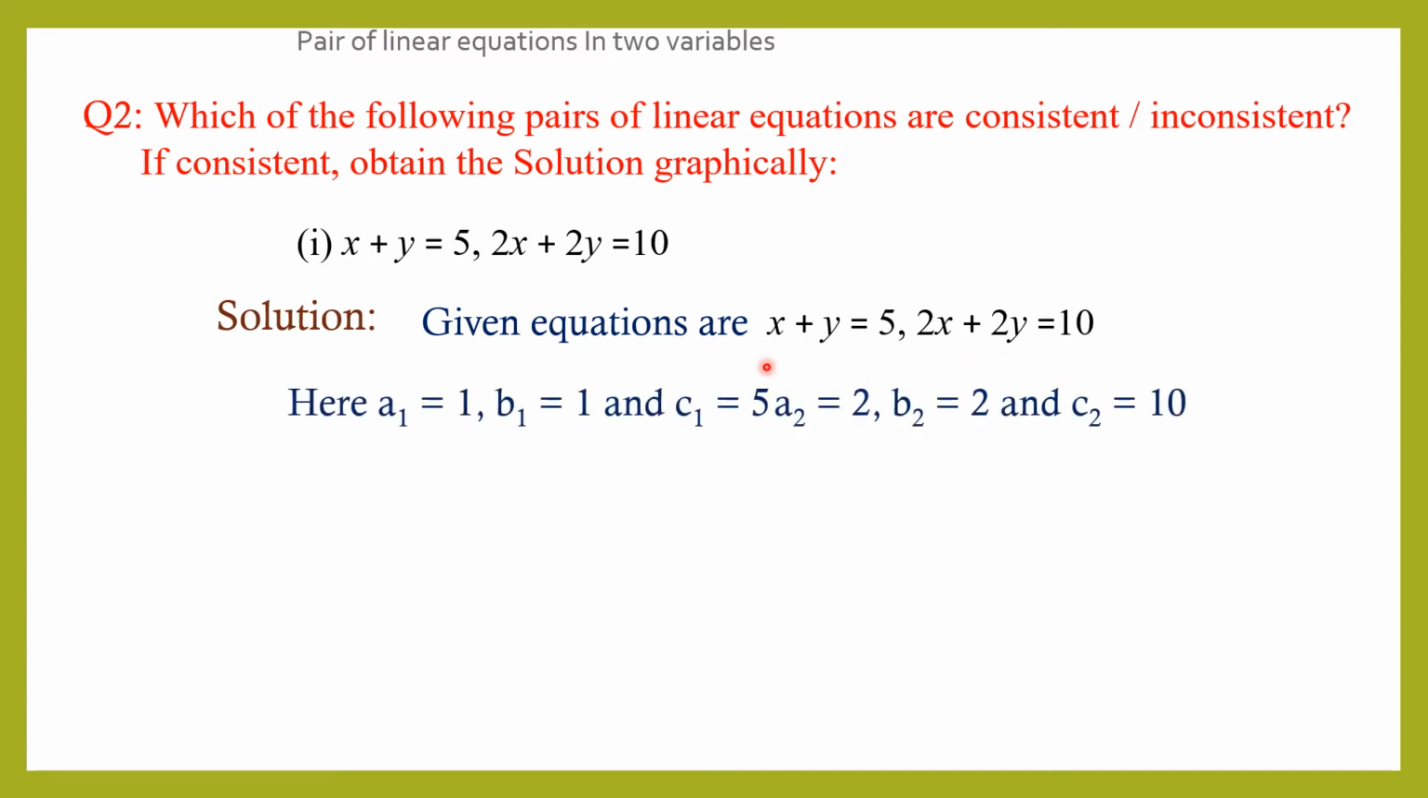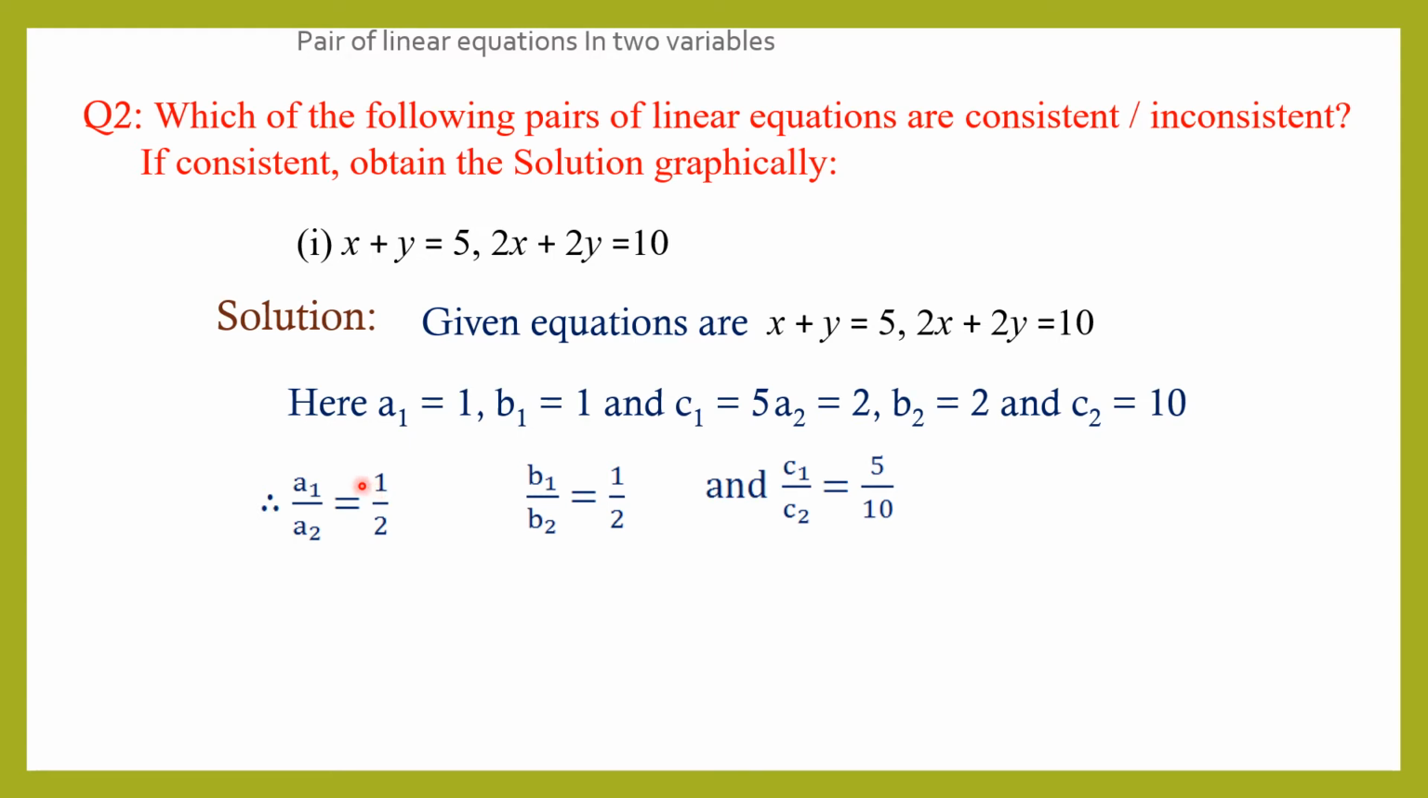Here a1 equals 1, b1 equals 1 and c1 equals 5, a2 equals 2, b2 equals 2 and c2 equals 10. Now the condition: a1 by a2. What is the value of a1? 1, a2 value 2, so 1 by 2. Then the next one, b1 by b2. b1 value 1 and b2 value 2, so 1 by 2. And c1 by c2 equals, c1 is 5, c2 is 10, so 5 by 10. 5 by 10 is written as 5 ones are 5, twos are 10, which is 1 by 2.